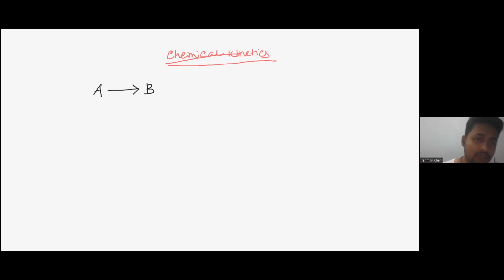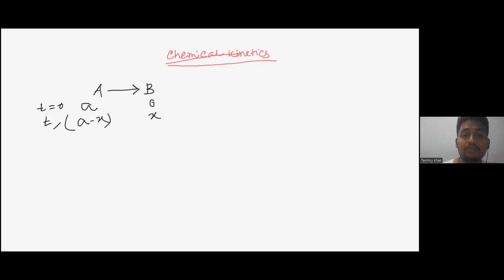So now if at zero time, at t equals 0, the concentration is A, this is 0. At any time t, this will become A minus x and this will become x, right? This is the basic thing.